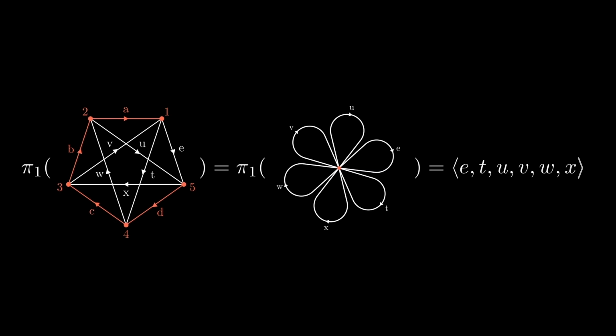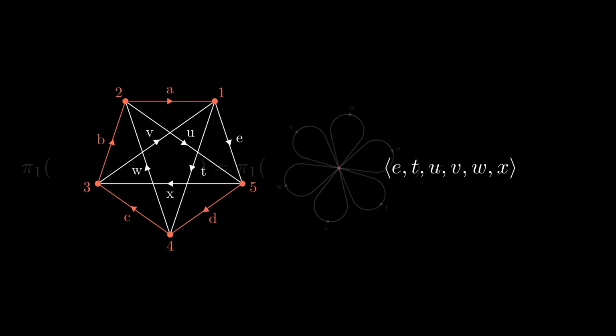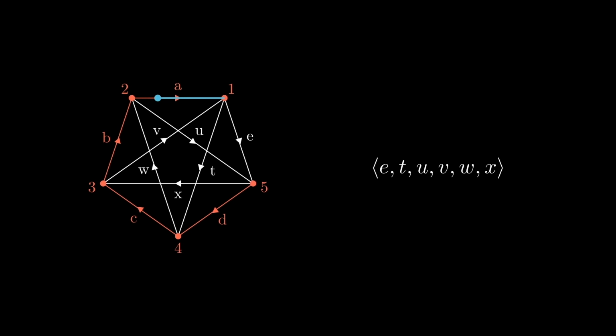It's just the free group generated by each of the edges that is not in the spanning tree. Indeed, if we have a loop that is entirely inside the spanning tree, then since the spanning tree deformation retracts to the base point, the loop is null homotopic. The only way we can get something that is not null homotopic is by winding it around a hole. And this only happens when we cross over an edge that is not inside the spanning tree. In this case, we can't contract the loop to the base point anymore.